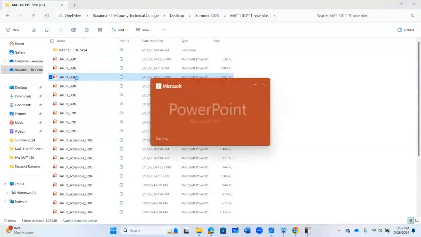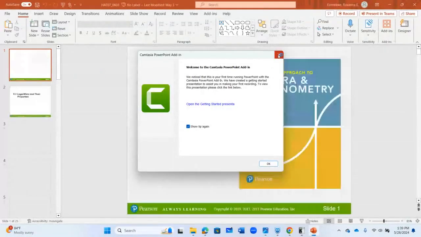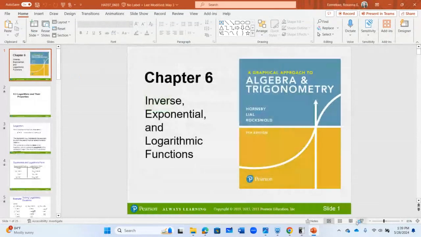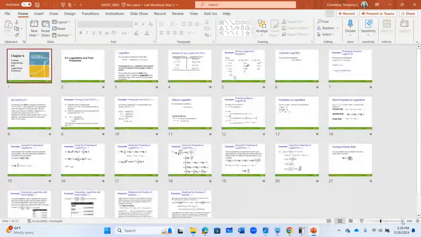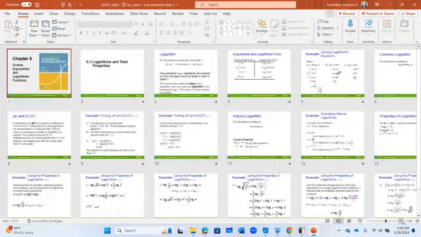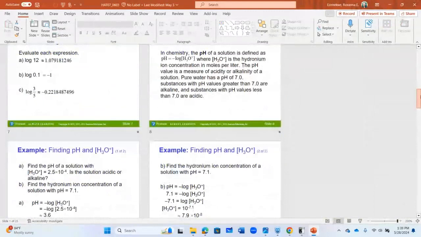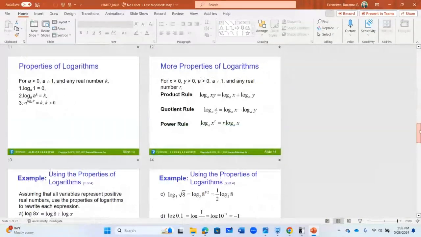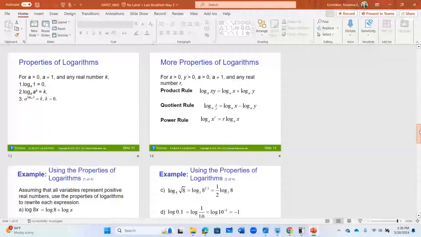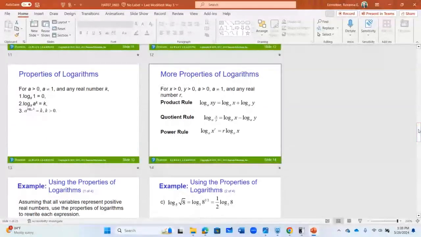Okay, so let me get 6.3. I think it might be 6.4, but let's see. Is it at 6.3? Let's see the laws of logarithm. We're looking for the laws of logarithm. Okay, they're right here. Properties. Well, some books call it law, some books call it properties.